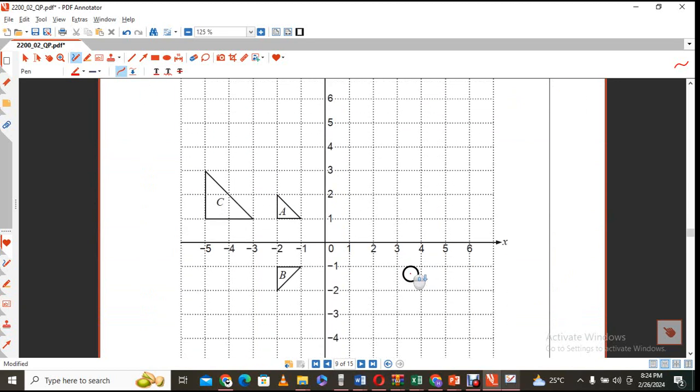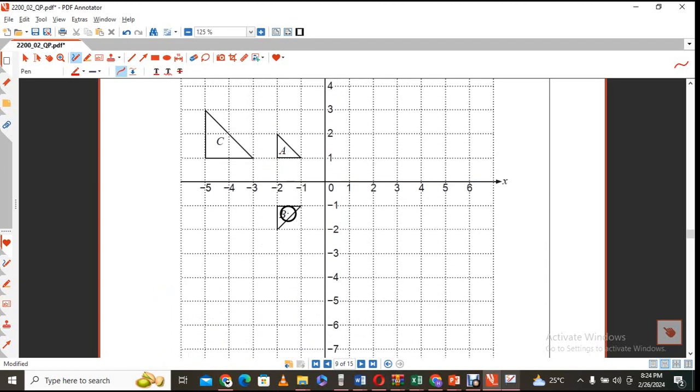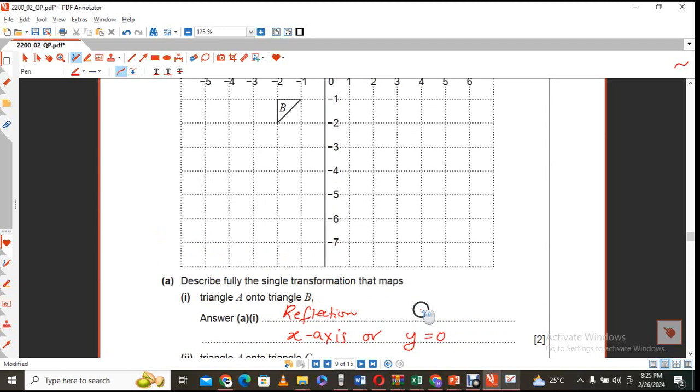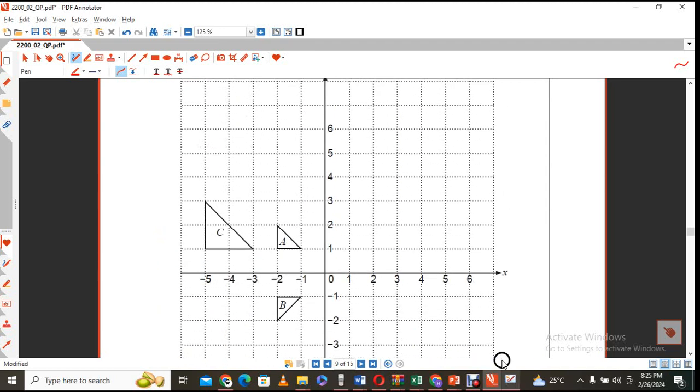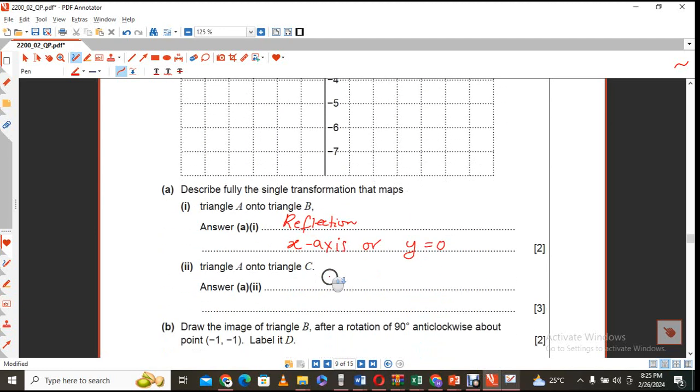Question 12. So you have got transformations. You are supposed to describe fully the transformation that map A onto B. Well, if you look at A onto B, it's clearly a reflection on the x-axis. So we'll just simply write here, it's a reflection. It's on the x-axis. If I don't want to say the x-axis, I'll say the line is y equals to 0, because the line of the equation of the x-axis is y equals to 0, simply because every point on that line y will equal to 0. But you can go ahead and write x-axis, you should be fine.